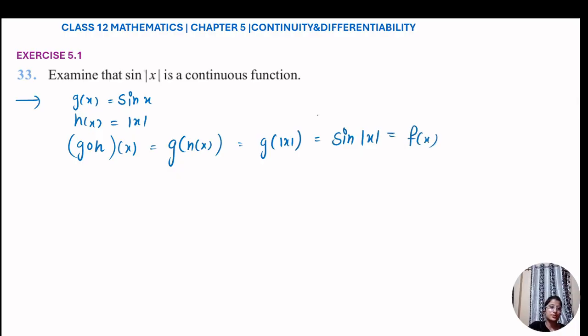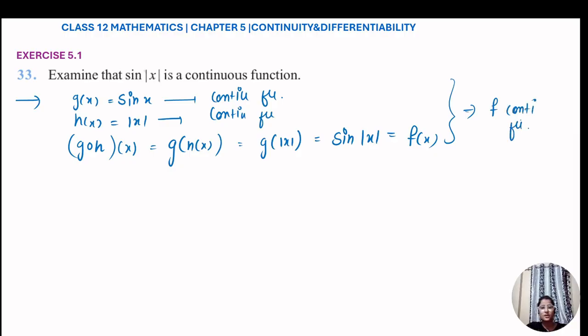Here you also know that, as I have proved in question 31 that cos x is a continuous function, similarly you can prove that sin x is a continuous function, and mod x is a well-known continuous function. As both are continuous functions, their composition will be a continuous function. So from here, what you get, your f is a continuous function. So it's homework for you. I'm not doing this.